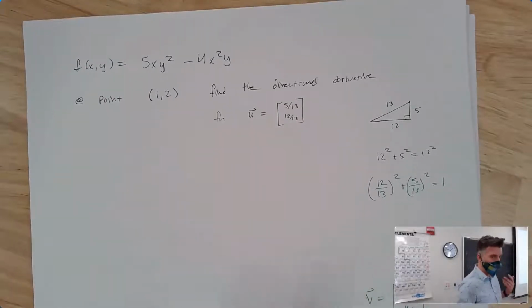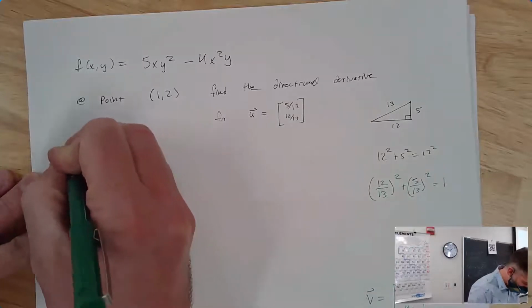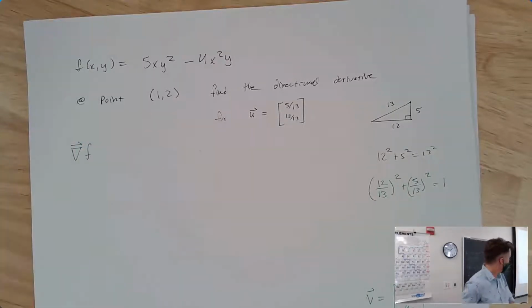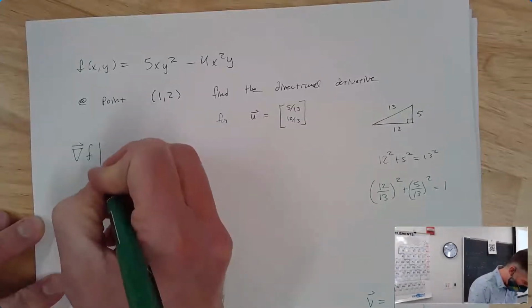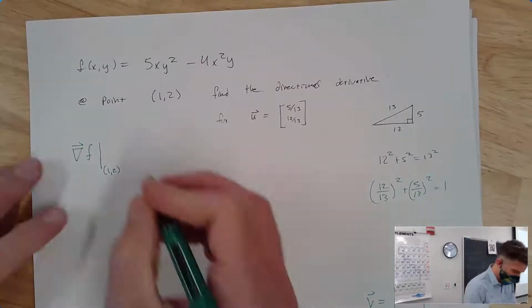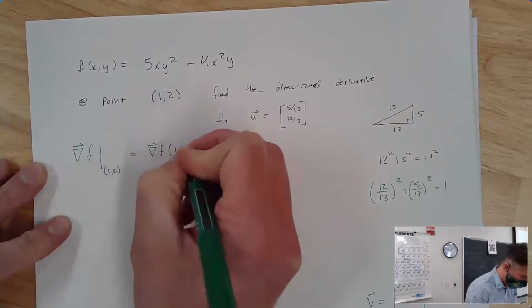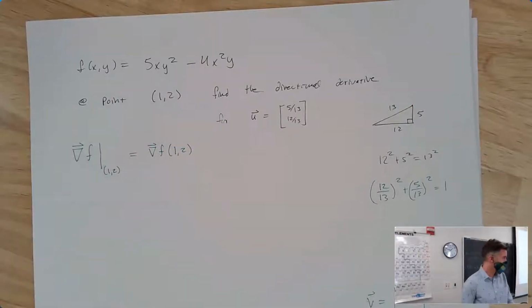Okay, so anyway, let's find the directional derivative. So we're going to find 2 things. We're going to find the gradient. I personally do prefer this notation for evaluated at, but you can also write it as this. Either way is perfectly fine.